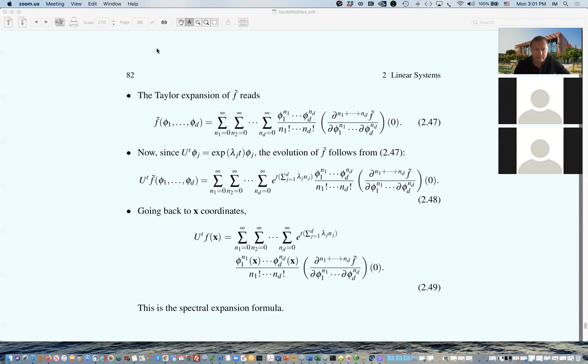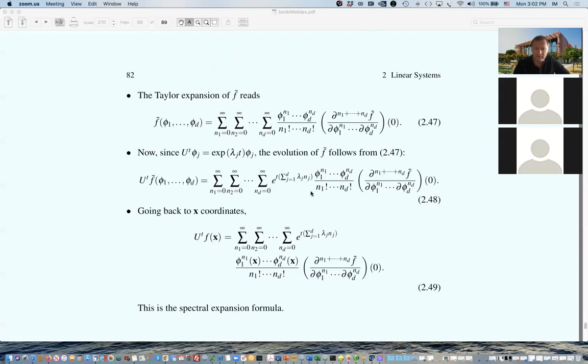Now, of course, we got this in terms of f tilde, which is our observable, considered as a function of phi_1 to phi_d. But if we wanted to consider it as a function of the state variables, the only thing that we really need to do is replace, or rather put back, what phi_1 depends on, and that's the state itself, x. And so now U^t f, the original f observable, is this sum into the terms that contain the eigenvalues.